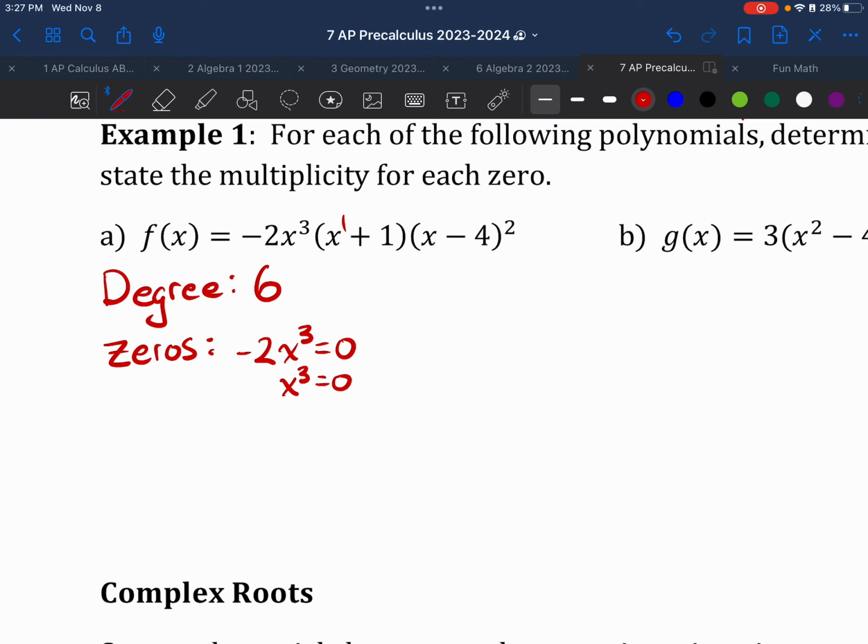If I cube root both sides, I get x is equal to 0, which is our first zero. Okay, let's do our next one. If I set x plus 1 equal to 0, again, I'm setting this linear factor equal to 0. Then I'm just going to subtract 1 on both sides, and I'm going to get x is equal to -1.